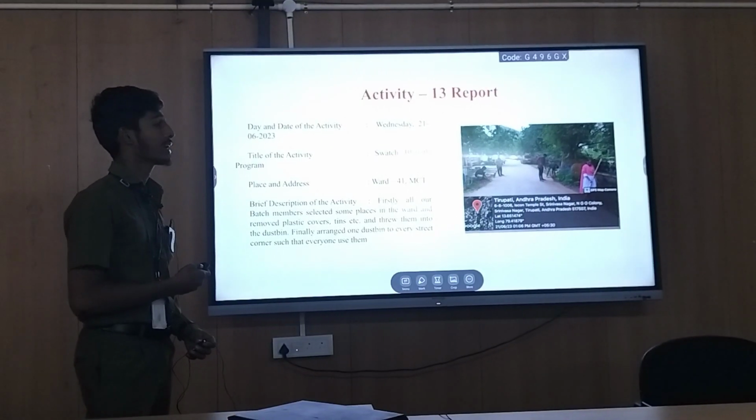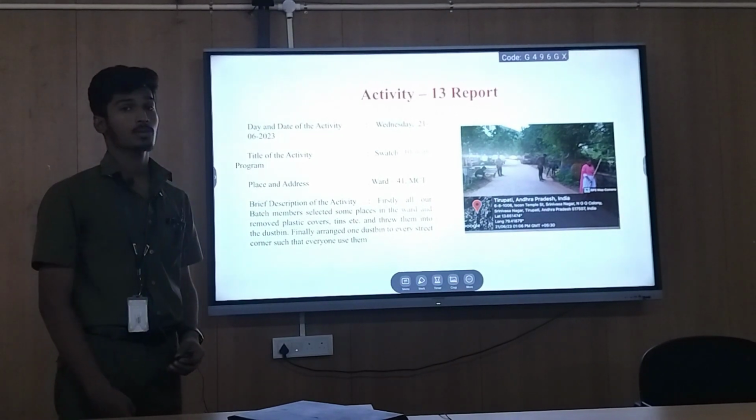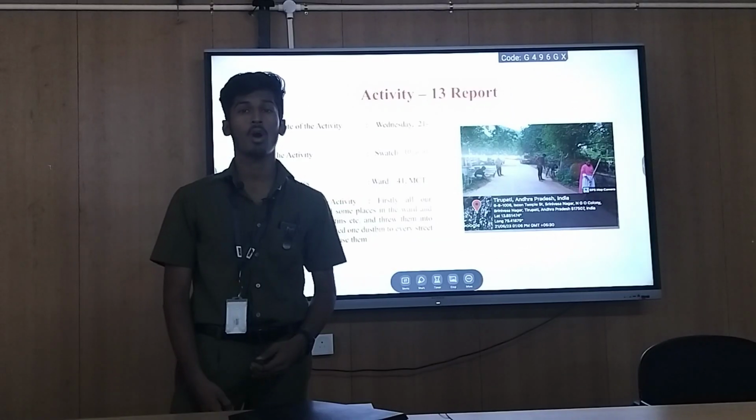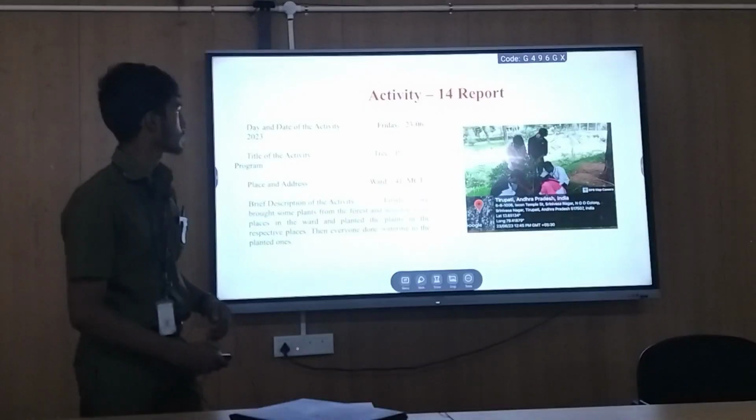Activity 13. We did this activity on 21st June 2023. The title of the activity is Swachh Bharat Program. We selected a place in our ward, went there, collected waste materials like tins, covers, etc., and dumped them in the dustbin. We also arranged a dustbin near every street so that everyone keeps the waste in the dustbin.